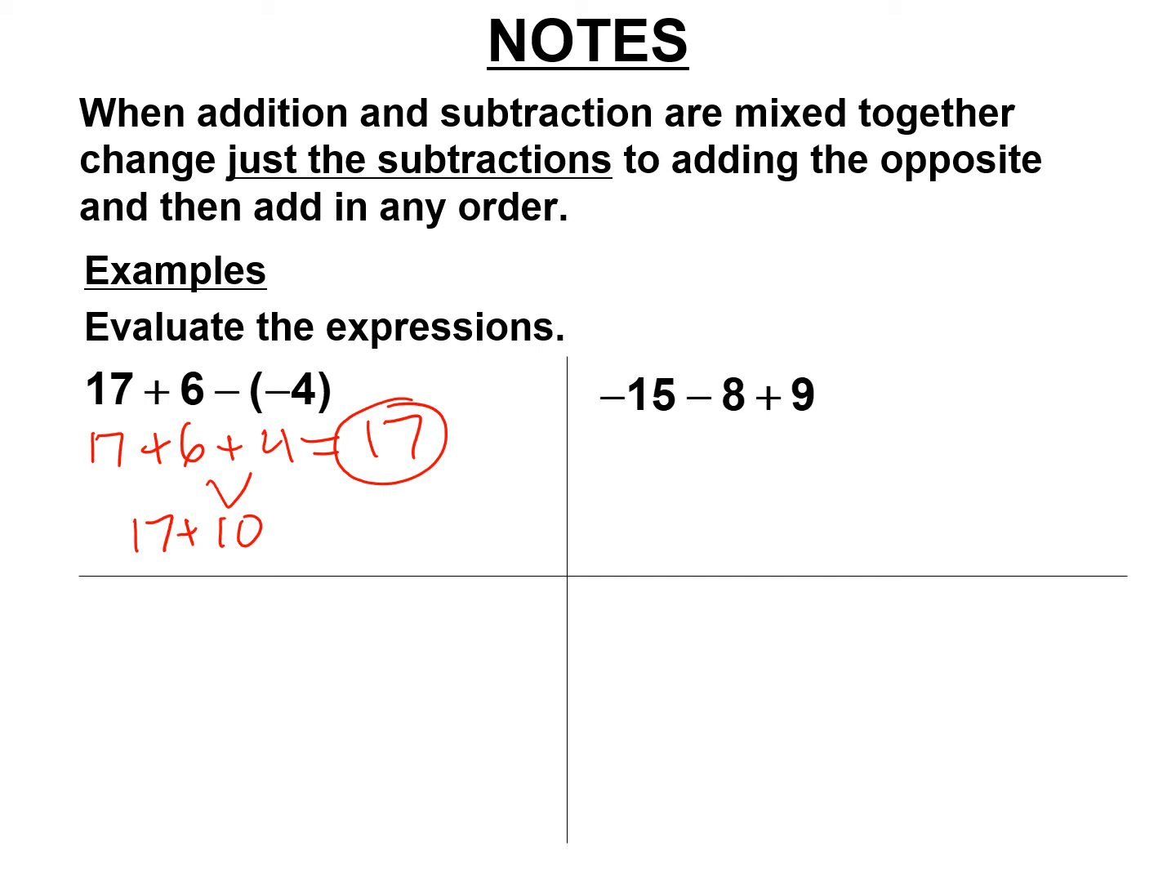Try this one. So first number stays the same. Subtraction becomes adding the opposite. Addition stays the same. Be careful. So I could add those two together and get positive 1 first. Negative 8 plus 9. Negative 15 plus 1 is negative 14.